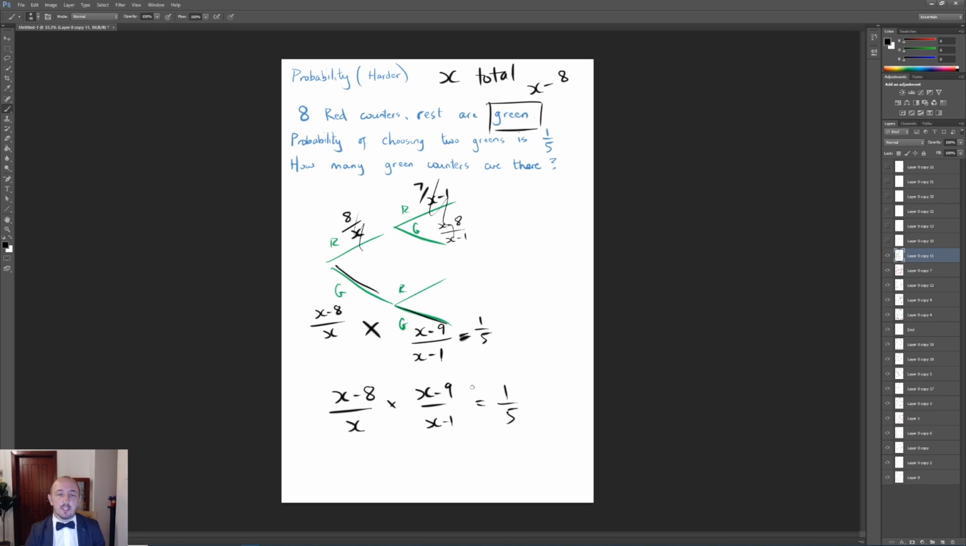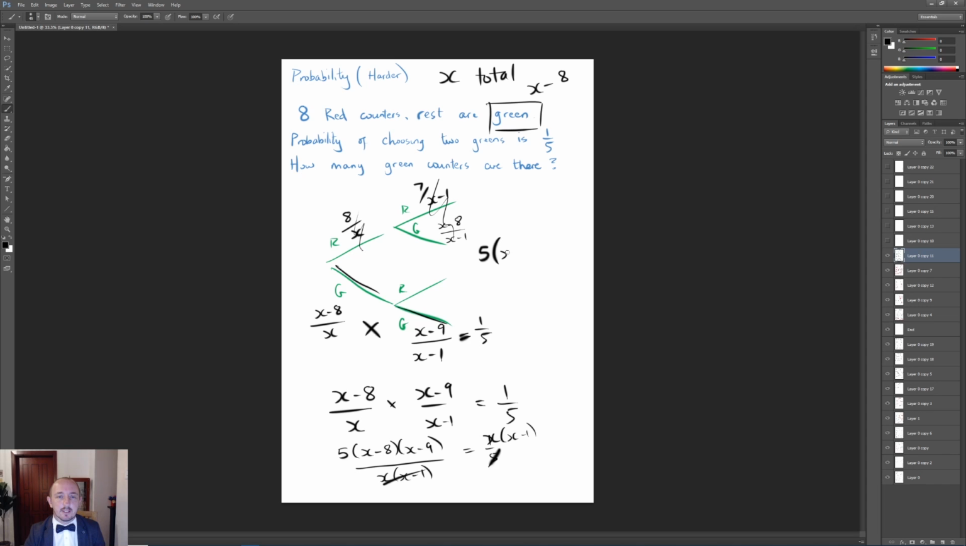Earlier in the video we did multiplying these, so we're going to do top times top, x minus 8, x minus 9, over x brackets x minus 1, equals 1/5. We're going to get rid of the denominator by multiplying both sides by x brackets x minus 1, and the 5 would be cross multiplied up here to get rid of this. So I'm going to multiply out the brackets.